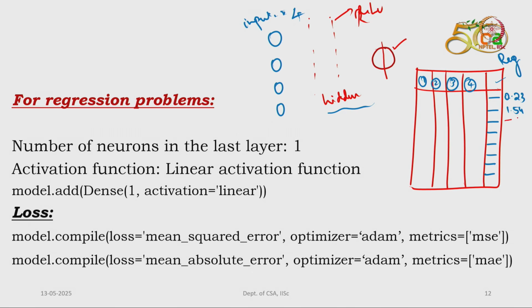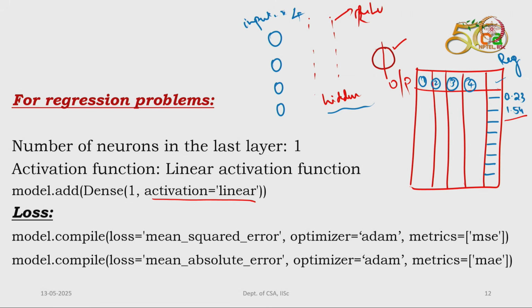So since it is a regression problem, you are predicting a number, there is only one neuron that you are going to place at the output layer, and the activation function that we use here is a linear activation function. At the output layer, the activation function that we use is the linear activation function. So this is what it is for regression problems, if somebody is working on regression.